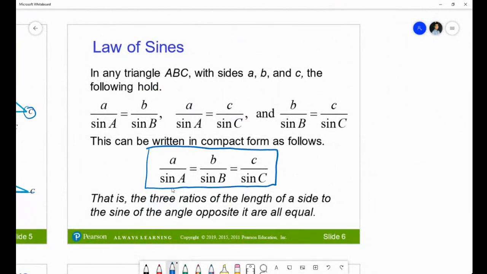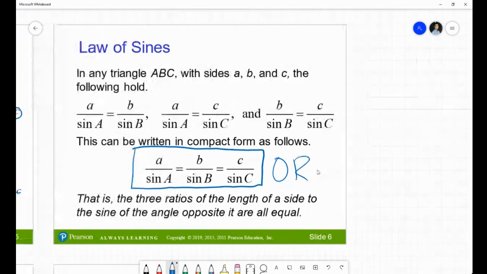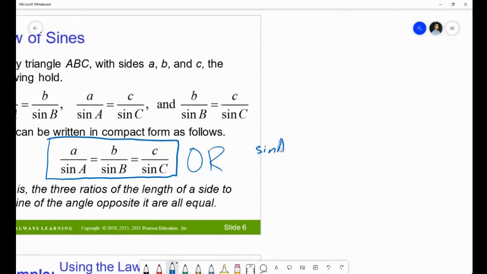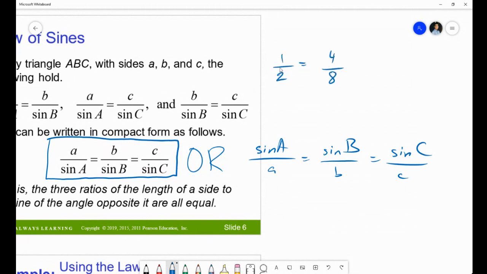So it's very easy to remember because we have A over sine A, B over sine B, C over sine C. Or you can actually flip it, since we have a ratio, we can actually say sine A over A, sine B over B, sine C over C. This is because if you see, we have a proportion. We have 1/2 is equal to 4/8. That's true, but if we flip it, this ratio is still true. So if I flip it, I have 2 over 1. If I flip this, I have 8 over 4. That's still true, right? So if we flip this, we still have the same original law of sine.